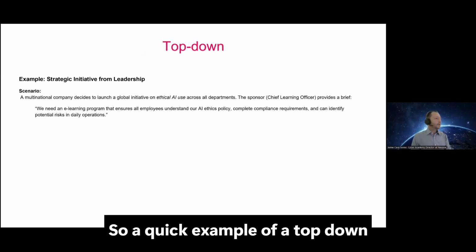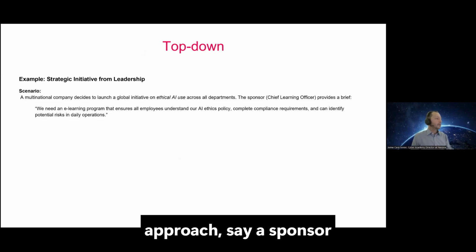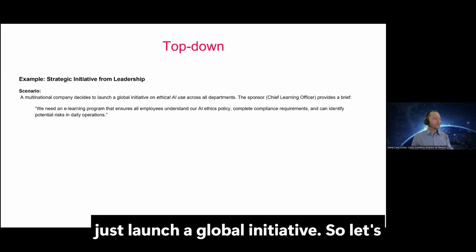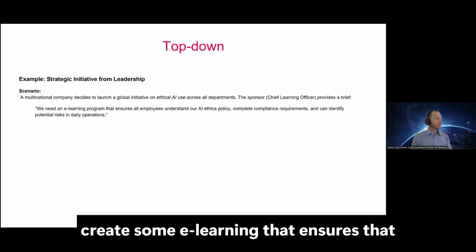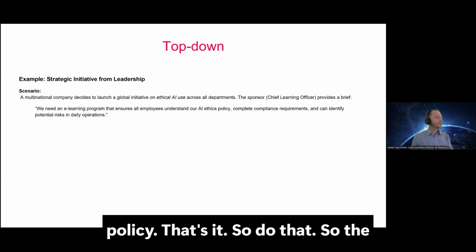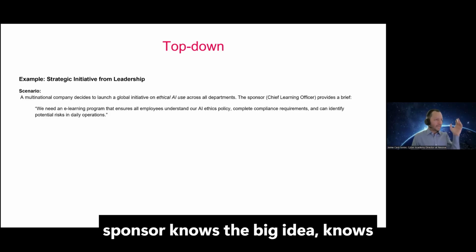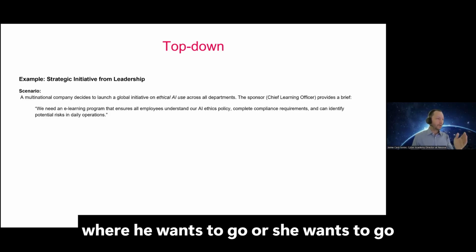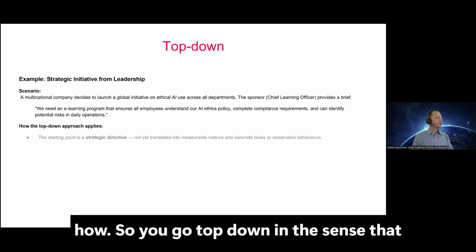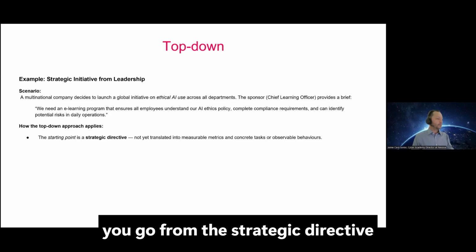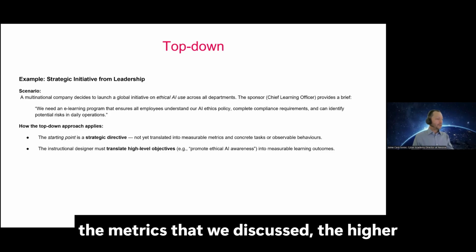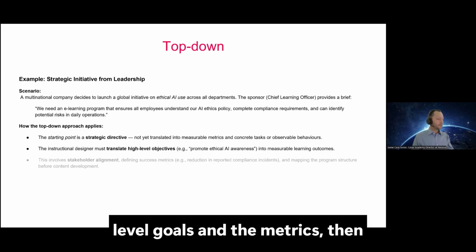So a quick example of a top-down approach: say a sponsor comes to you and says, okay, please just launch a global initiative. Let's create some e-learning that ensures that all employees understand the AI ethics policy. That's it. So do that. So the sponsor knows the big idea, knows where they want to go, but they don't know how. So you go top-down in the sense that you go from the strategic directive, and from that point you derive the metrics that we discussed, the high-level goals and the metrics.